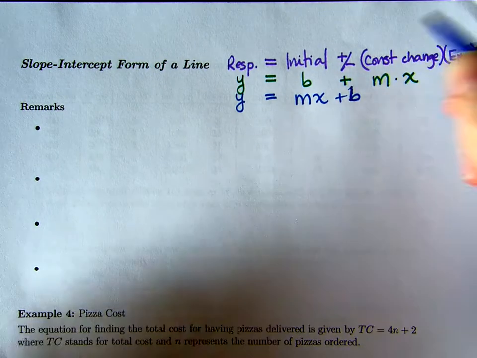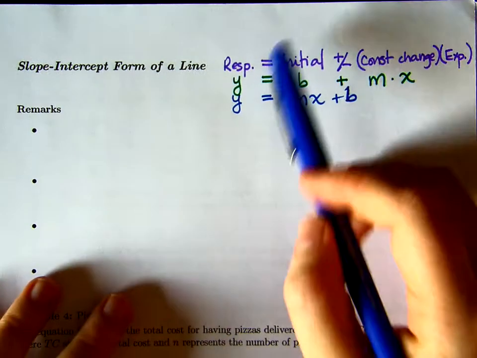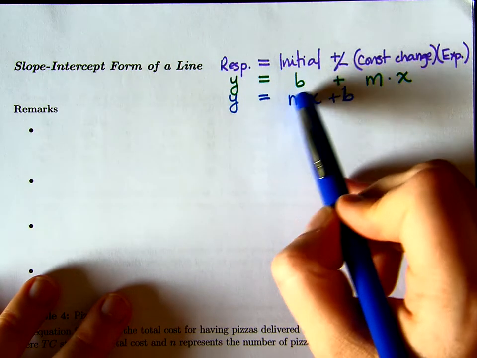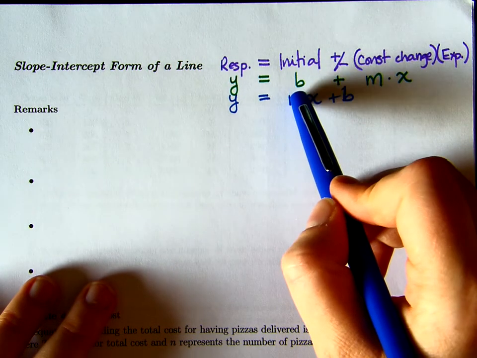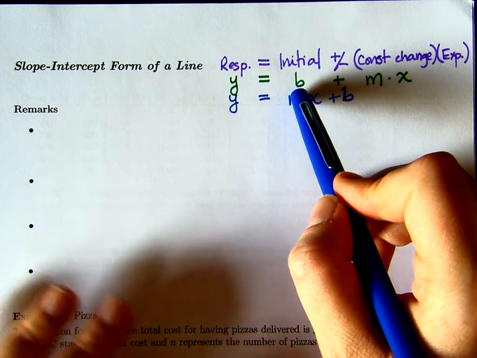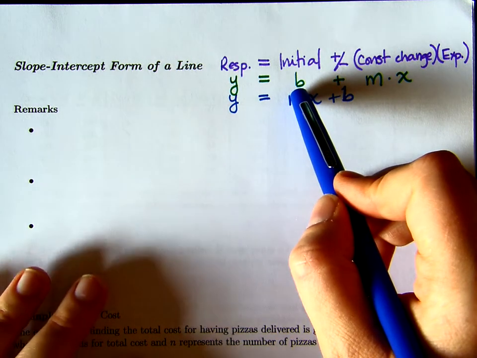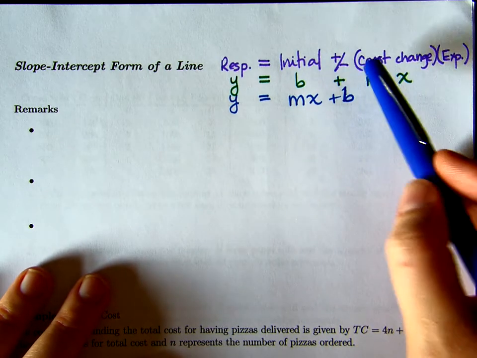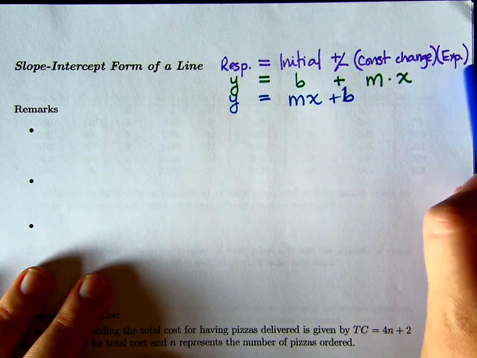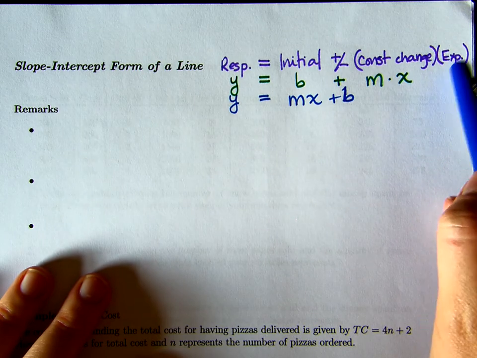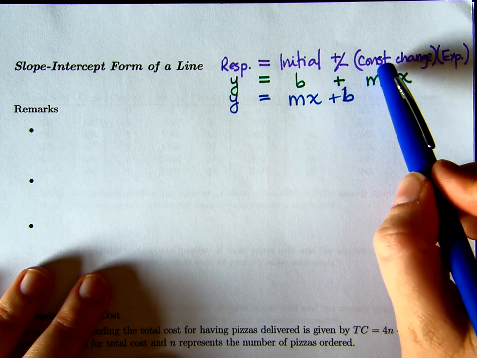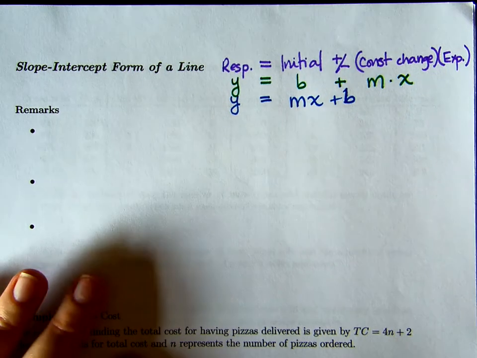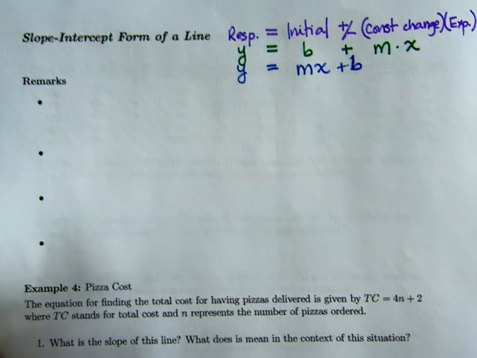And I need you to know that really these are all the same thing. The response is equal to the initial amount. B is the initial amount when the x is 0 or the t is 0 or the independent variable is 0. The explanatory variable is 0. So the initial amount and then plus or minus that constant rate of change times the explanatory variable because it happens that many times. So that rate, that constant increase or decrease happens that many times. Hence, where this equation comes from.